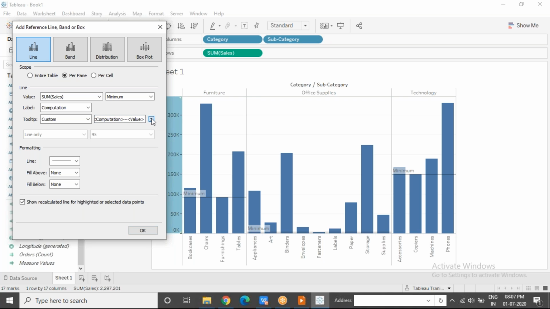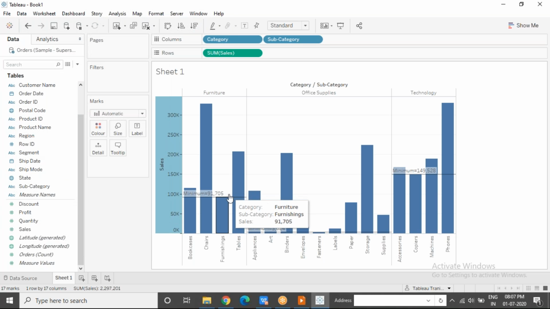Why is it not accepting the value? Okay, this is the tooltip where I'm modifying. So I'll change this at label level, computation equal to, and I'll make it the value itself. All right. So now what happens? The tooltip also I have updated to show computation followed by value. Label also is computation followed by value. So that is what it is.